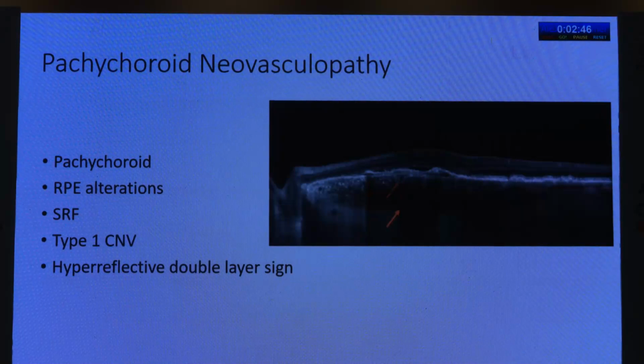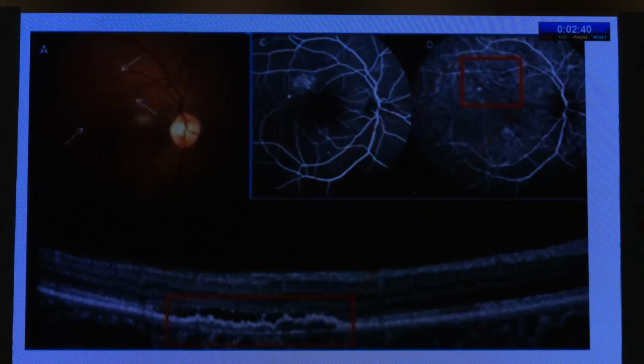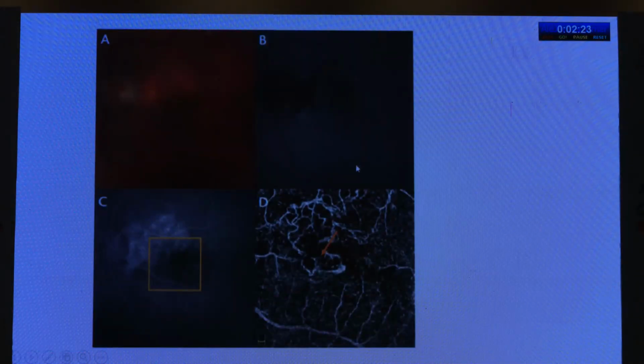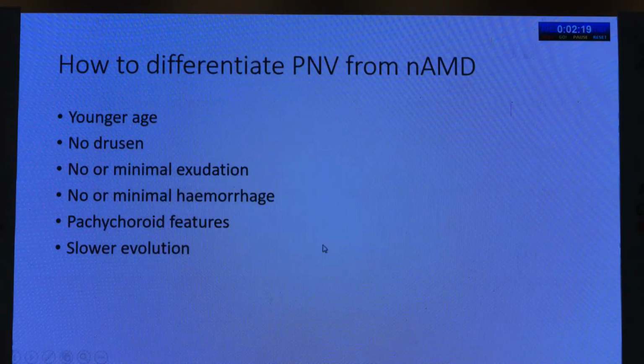So these are the pachy vessels. You can see overlying, there is a double layer sign, and there is subretinal fluid. Again in this picture you see there is subretinal fluid, there is a hyperreflective double layer sign, and although no neovascularization is seen in this picture, in this OCTA you see there is neovascularization, so it can be pachychoroid neovasculopathy.